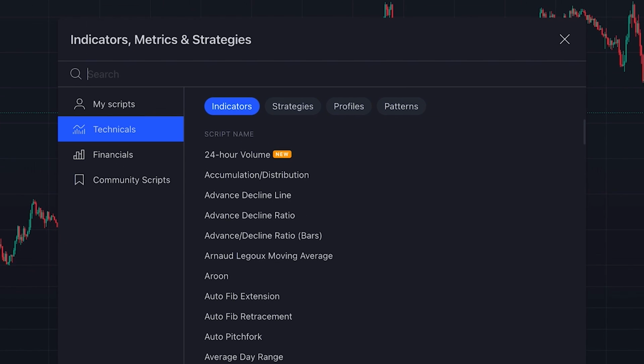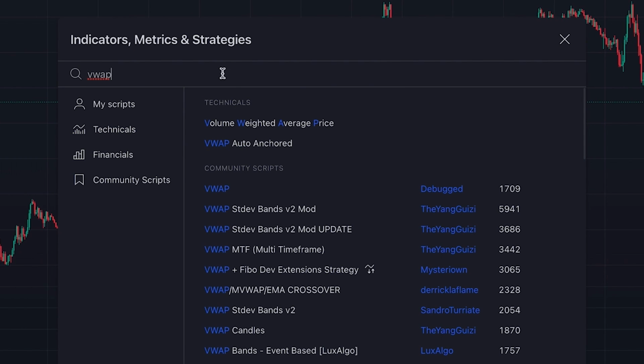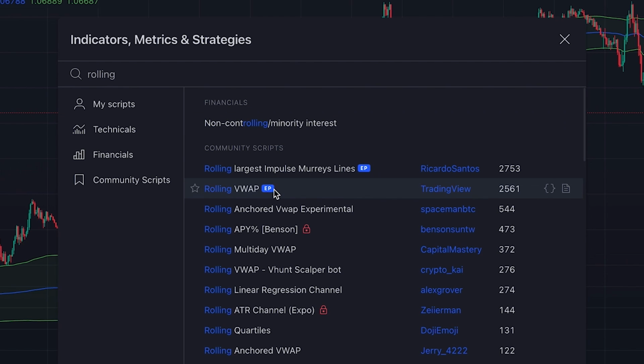Here we click on indicators and we search VWAP. This one, volume weighted average price, is the original VWAP that intraday traders have been using. For adding the new one, we search rolling VWAP. This one, which is an editor's pick indicator, is written by TradingView script writers.